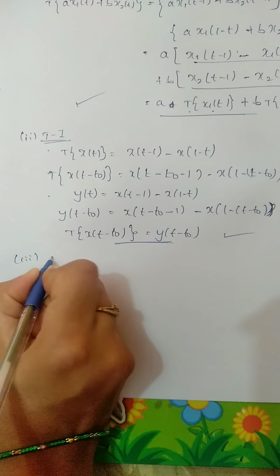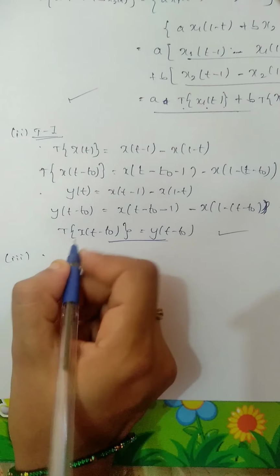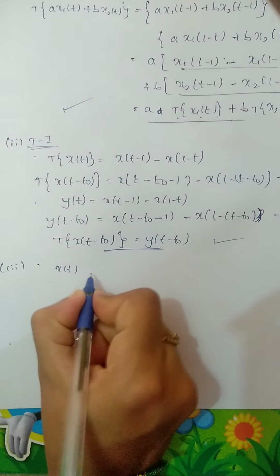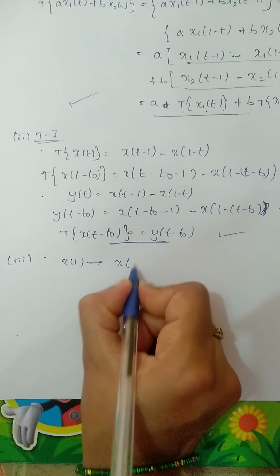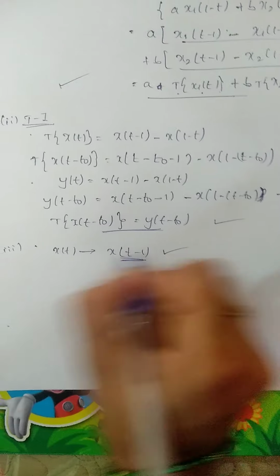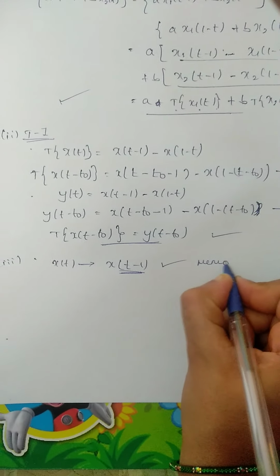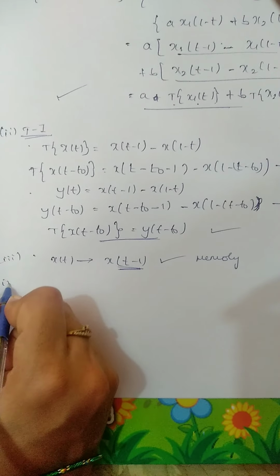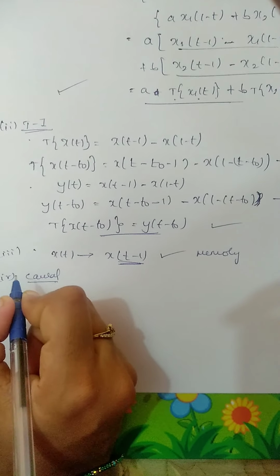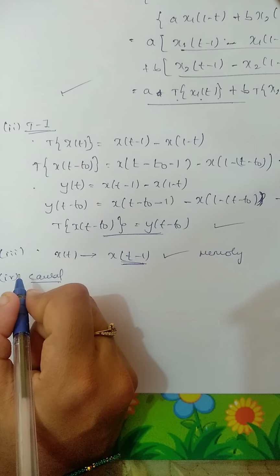So if we check the memory, the output depends on the past values of input, that is x of t we are taking. So here it depends on t minus 1, which is the previous value. So the system has memory. It is not memoryless. If we check for causality, the output depends on the future value of input.